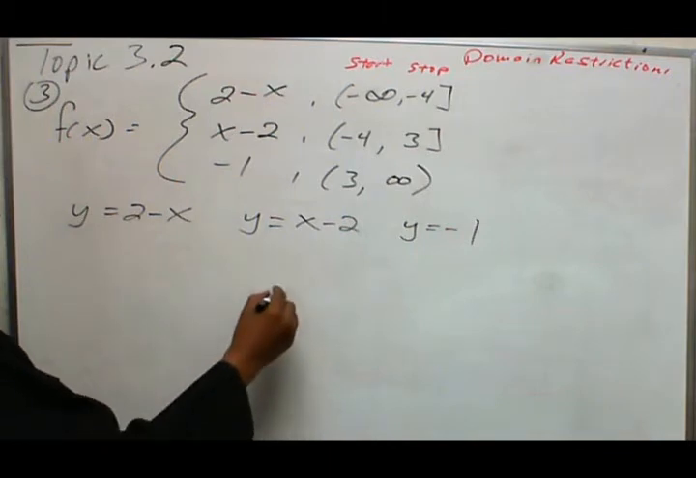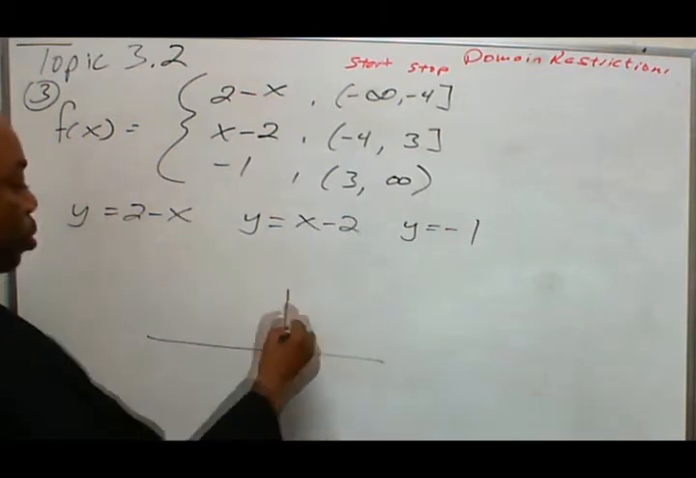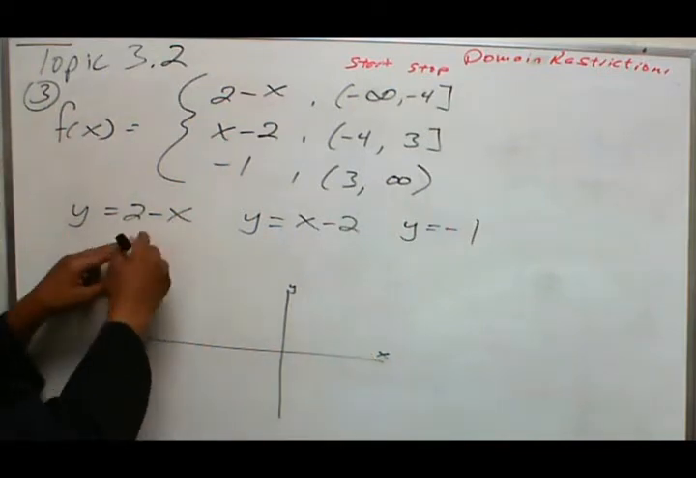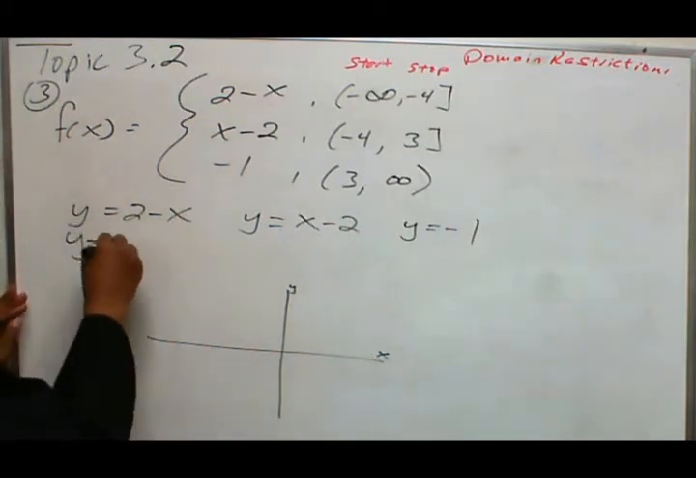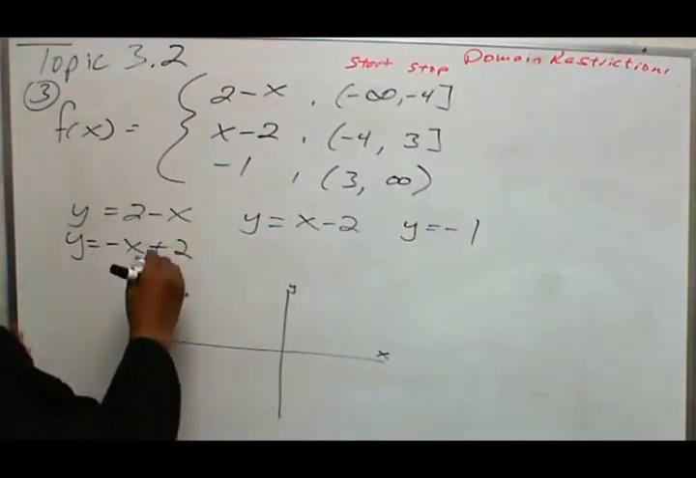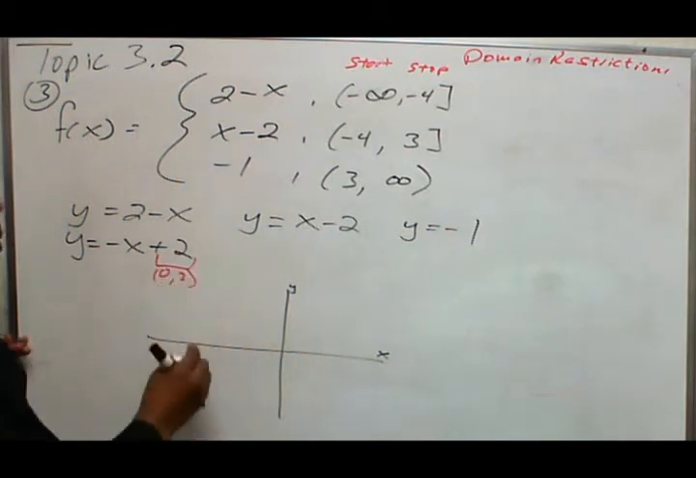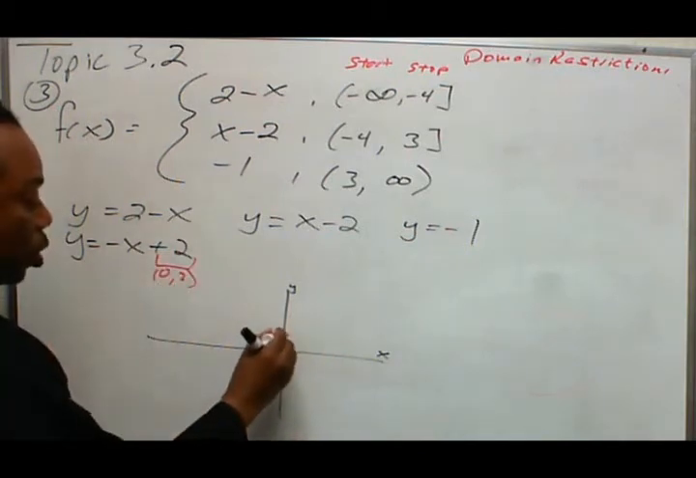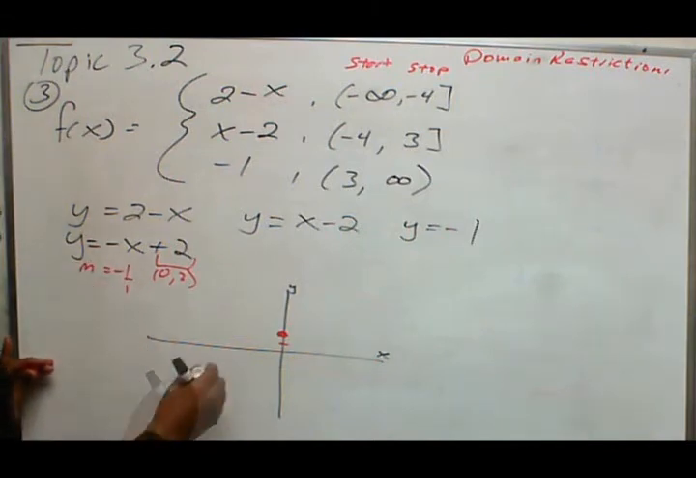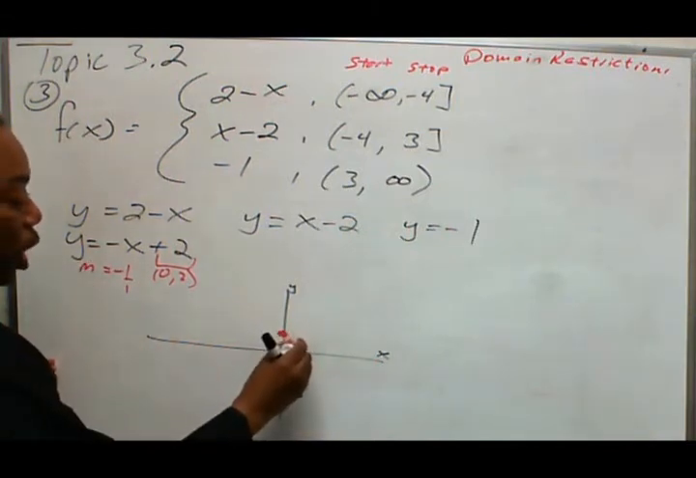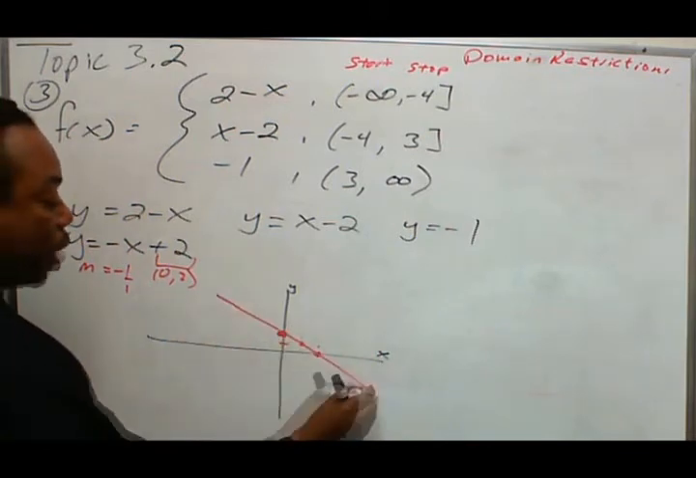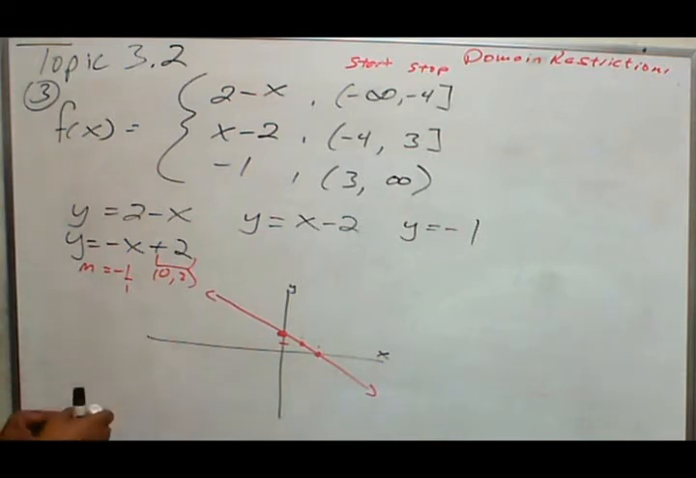Let's put a graph here. Okay, for this right here, I'm going to turn this around and make this y equals negative x plus 2. And here you can see that the y-intercept is going to be 0, 2, right there. And the slope is going to be negative 1 over 1, which means it's going to run 1 and go down 1, run 1 and go down 1. And there's the graph for this one.